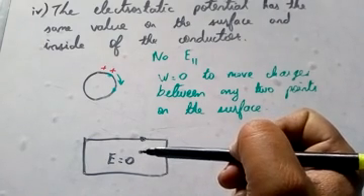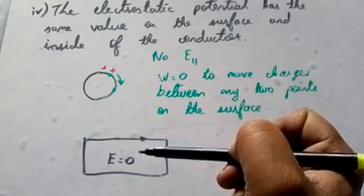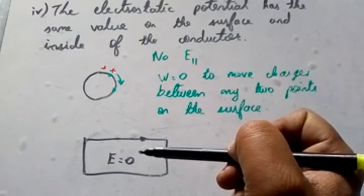So these are the 4 important points for the properties of conductors at electrostatic equilibrium. This is an important 5-mark question.